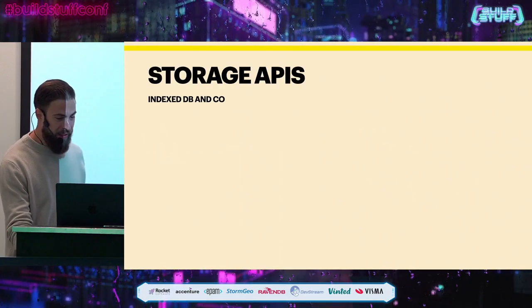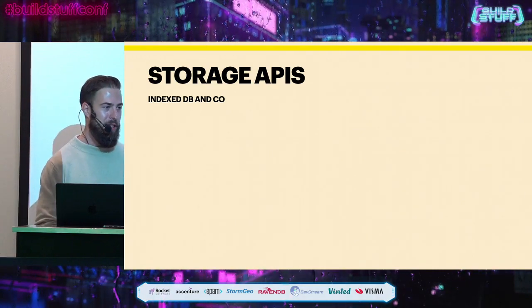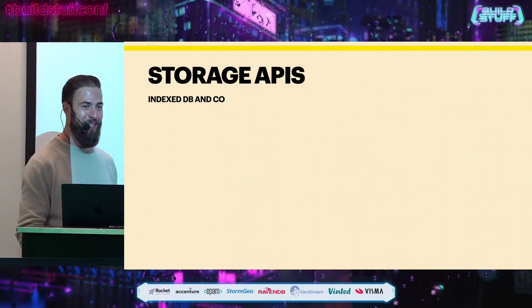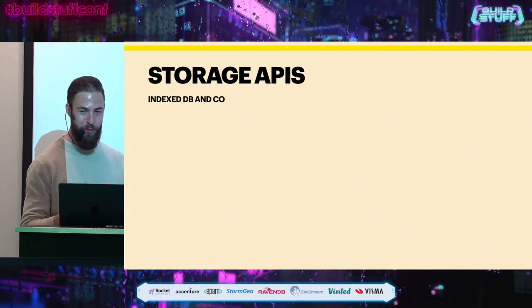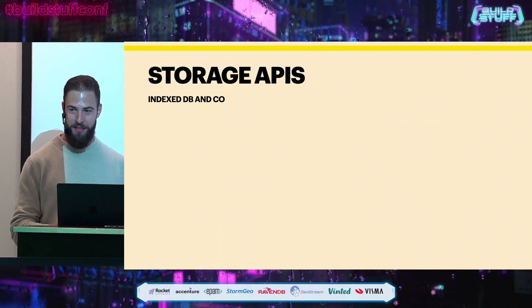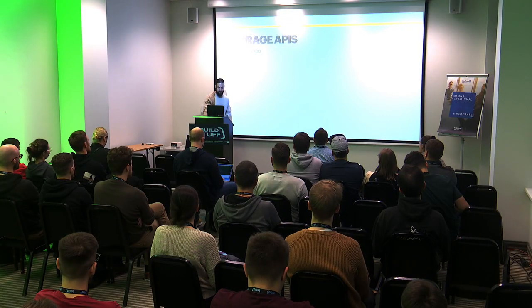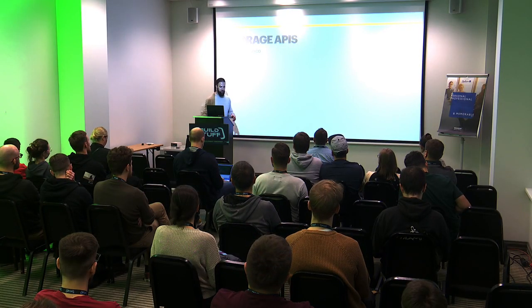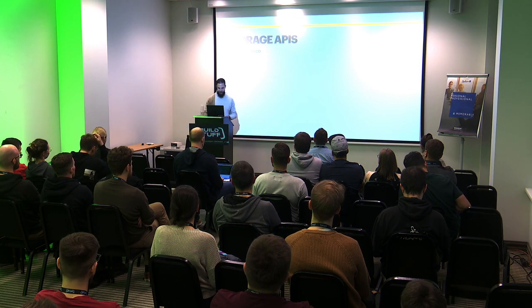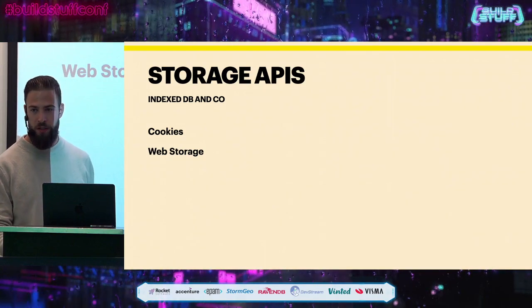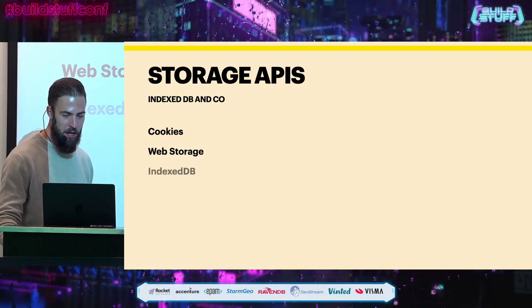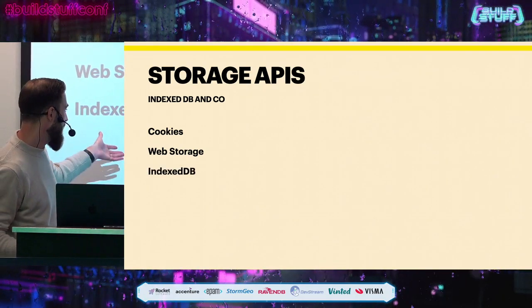Okay, now when we want to save data in an offline application, we probably want to save a lot of data locally so we can still show something. There's a few options that we can use. So first of all, cookies. Cookies have been around forever, right? Then there's web storage, which includes local storage and session storage. And then there's IndexedDB.